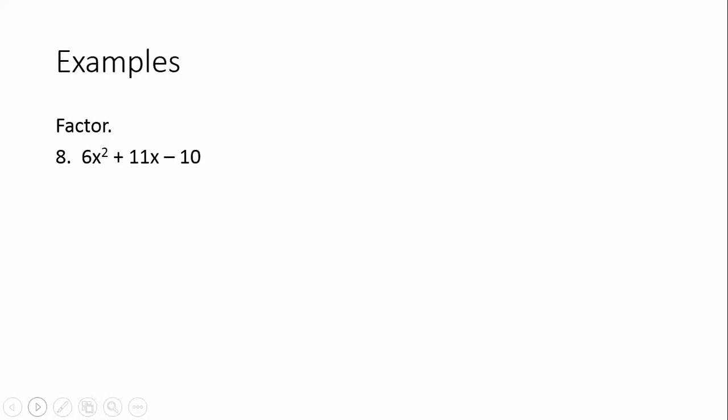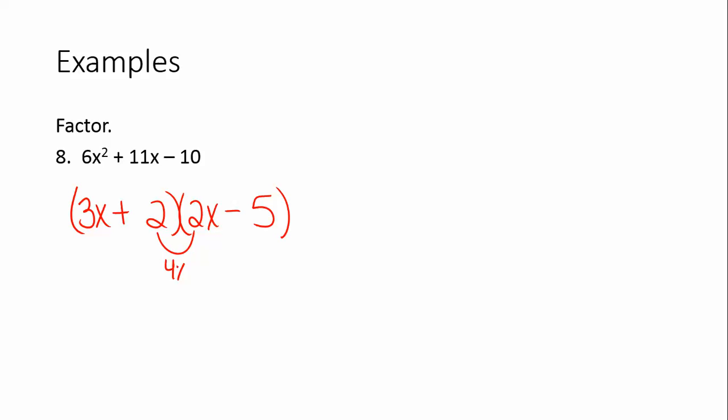Try 8 on your own. Again, no GCF here, so we're just going to break down what we have. I'm going to try 3x and 2x. Again, a subtraction sign in the back means I have one of each sign. And I'm going to try 2 and 5. So that gives me 4x and a minus 15x. That's negative 11x. The right number, again, the wrong sign, so I switch my signs to give me a negative 4 and a positive 15 for positive 11.